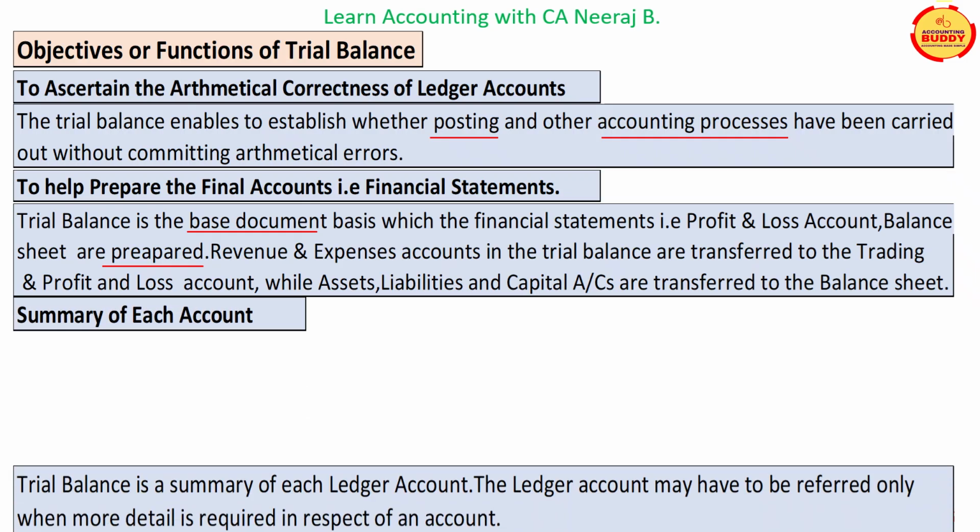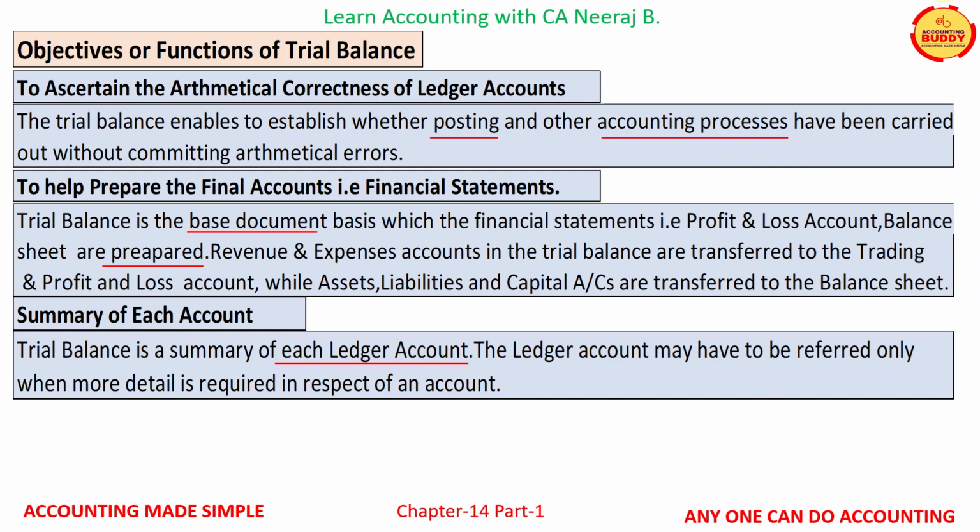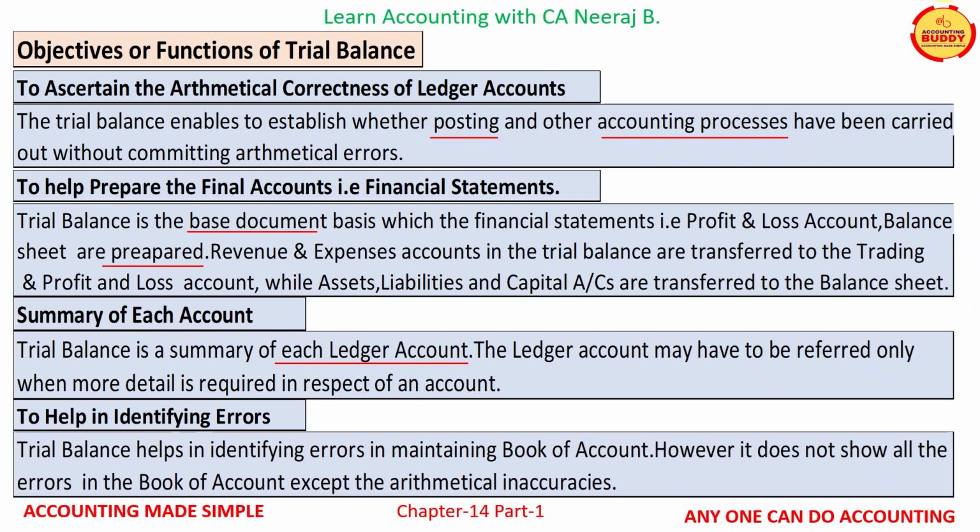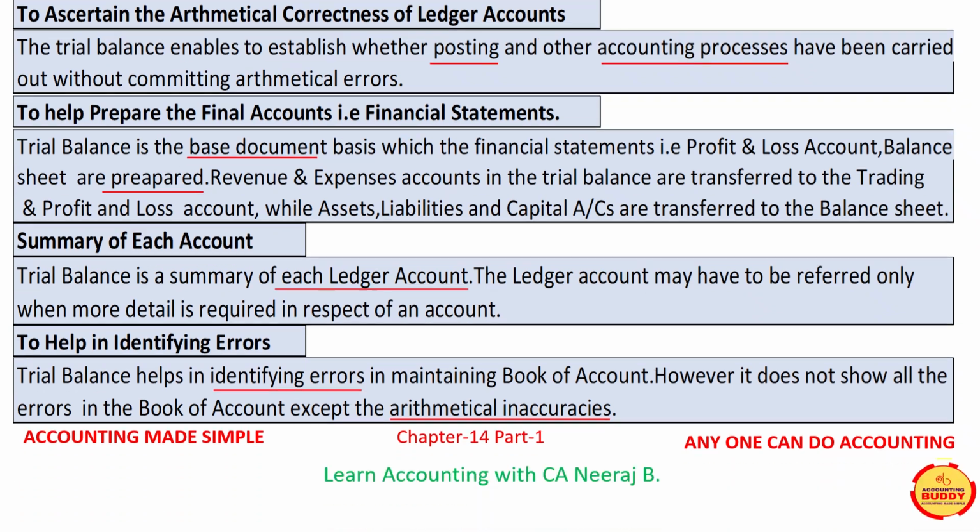Trial balance is a summary of each ledger account. The ledger account may have to be referred to only when more detail is required in respect of an account. Trial balance helps in identifying errors in maintaining books of accounts. However, it does not show all the errors in the books of accounts except the arithmetical inaccuracies.